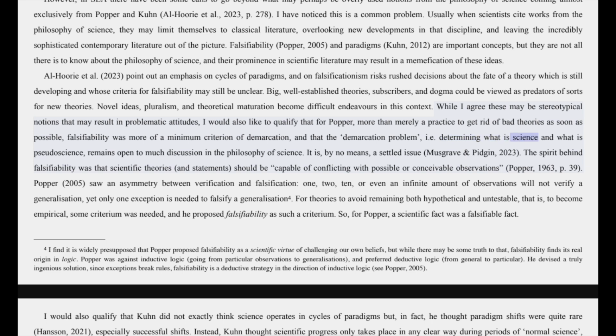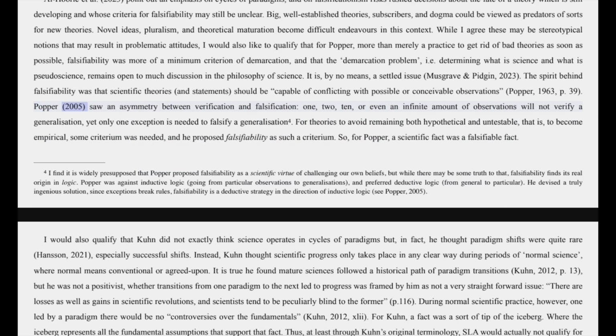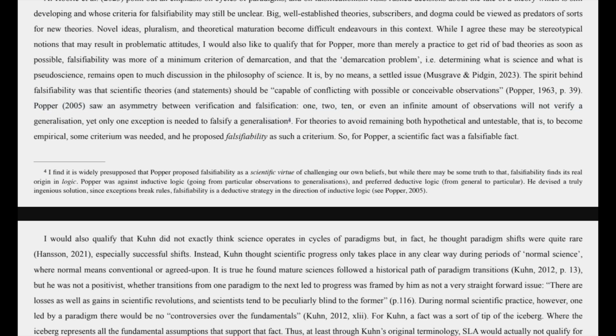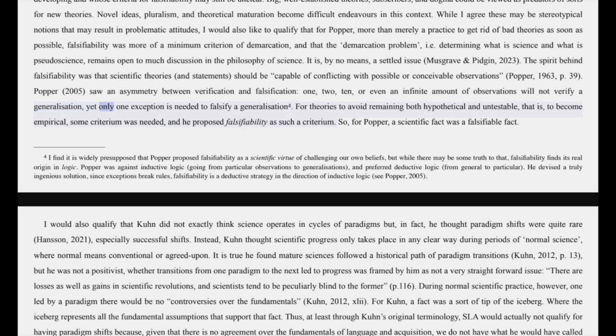Determining what is science and what is pseudoscience remains open to much discussion in the philosophy of science. It is by no means a settled issue. Musgrave and Pigden: the spirit behind falsifiability was that scientific theories and statements should be capable of conflicting with possible or conceivable observations. Popper (2005) saw an asymmetry between verification and falsification. One, two, ten, or even an infinite amount of observations will not verify a generalization. Yet only one exception is needed to falsify a generalization.